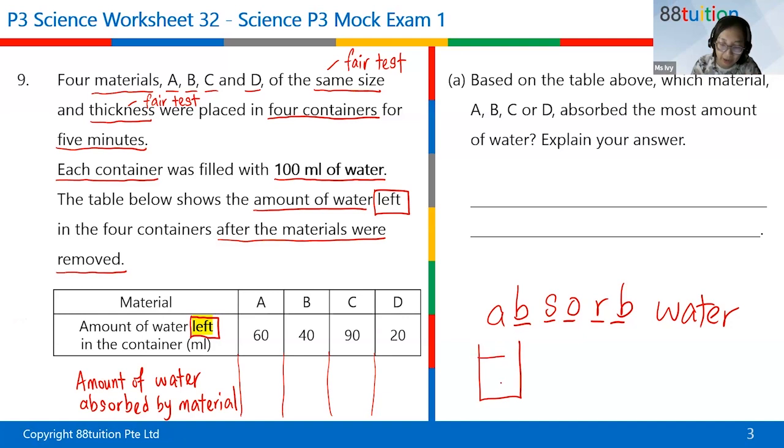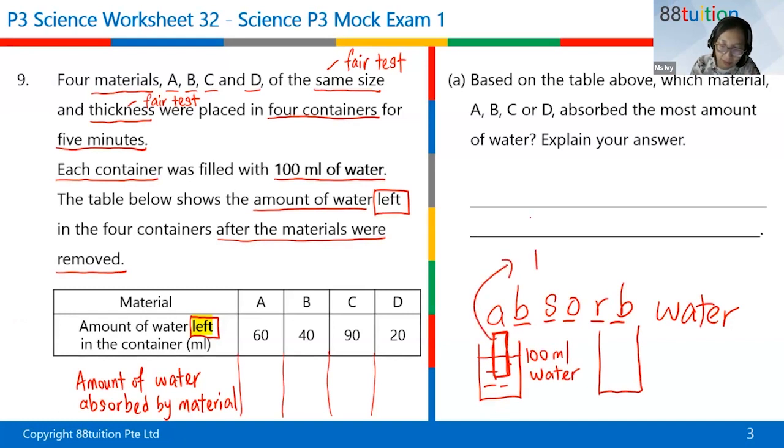This is the container. At first, it has 100 ml of water. Okay. Then after I put in this material, this material A, it absorbs some water. All right, some of the water, then I take out the material. So this material becomes wet. Then the amount of water left was 60 ml after I take out the material A.